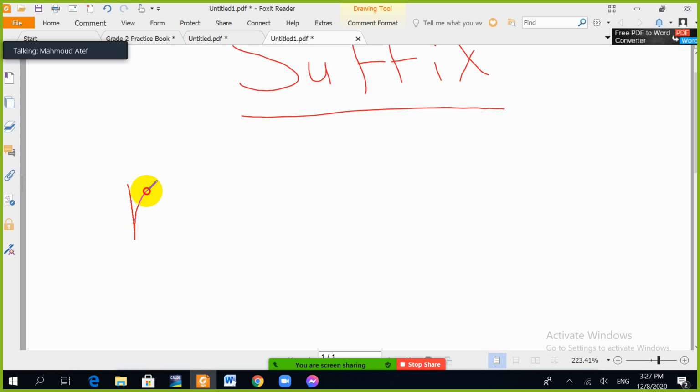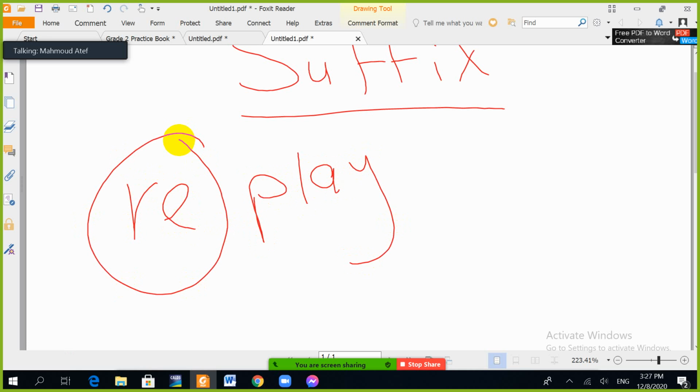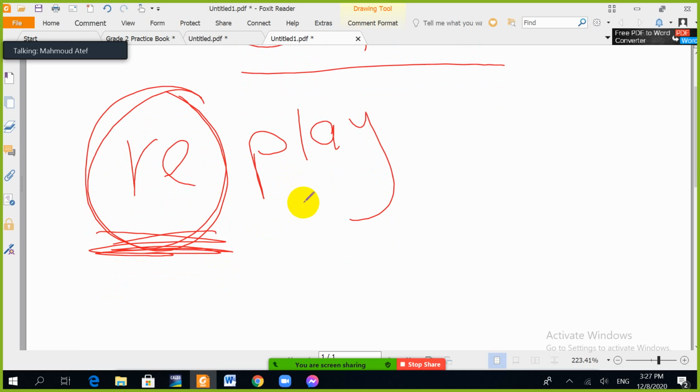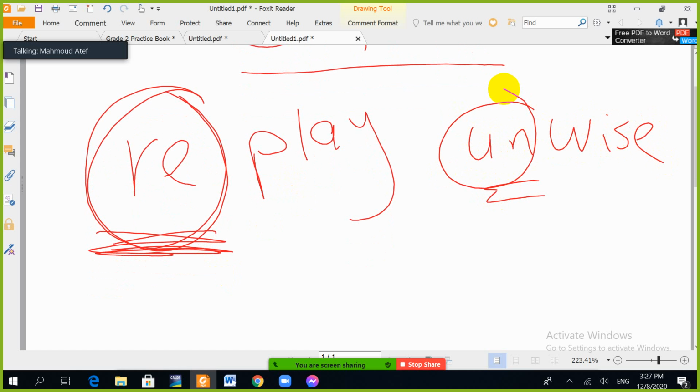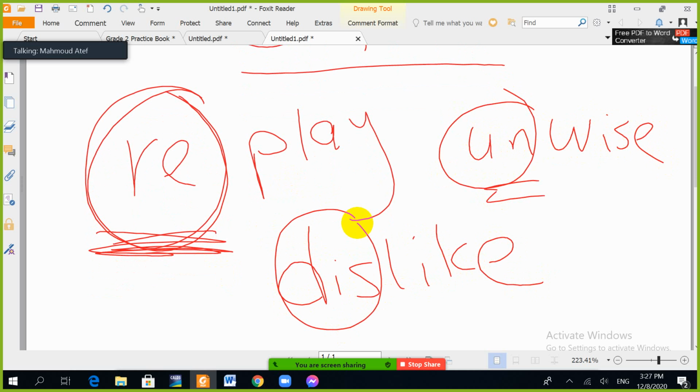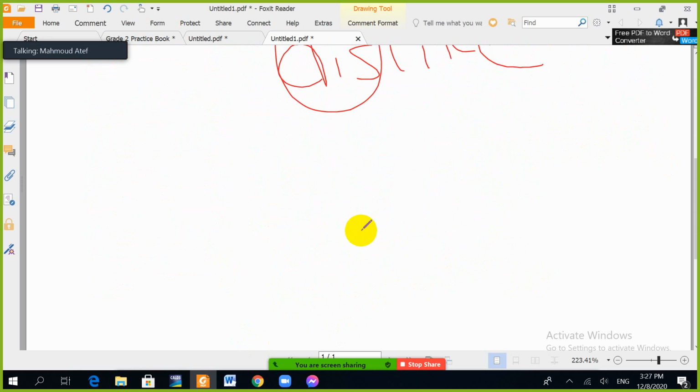For example, replay, at the beginning of the word. So prefix, as we were talking before, is at the beginning of the word. Prefix, like unwise, at the beginning of the word. Like dislike, at the beginning of the word. This. But today we're talking about suffix.